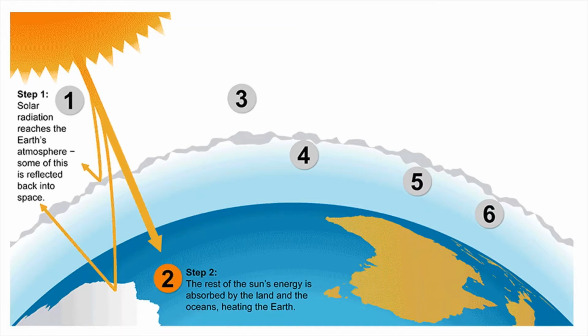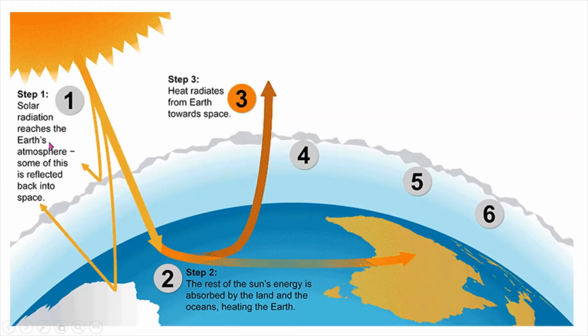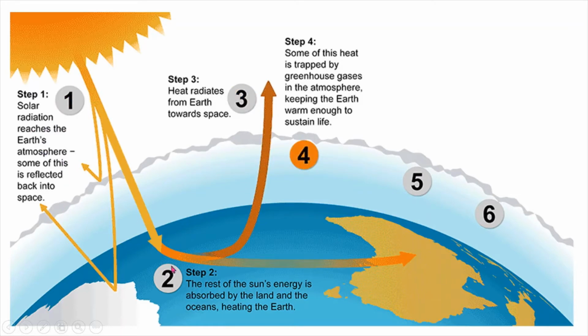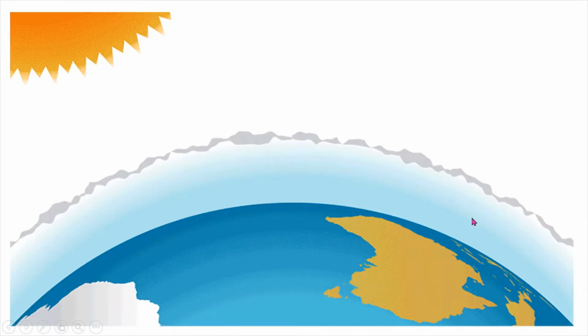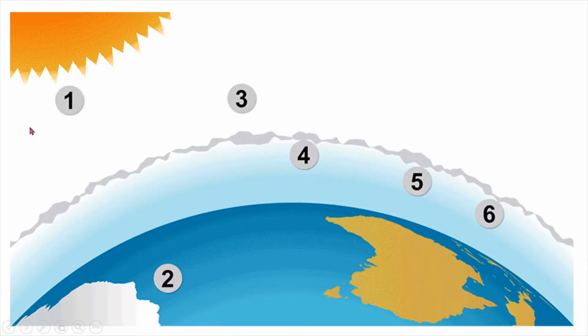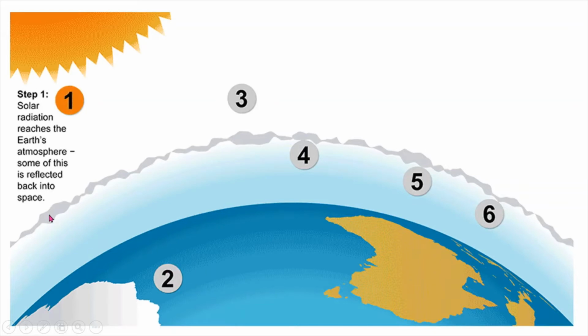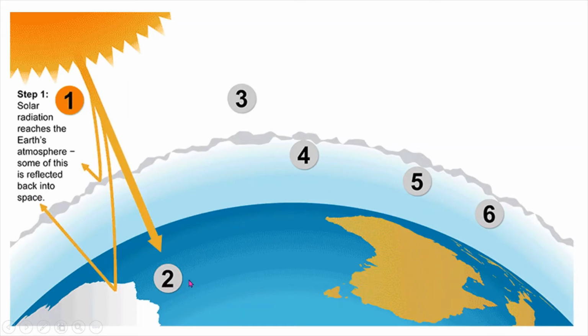Land and water contrast, we'll see. First, I will tell you this. Step 1, what is happening? The radiation reaching the Earth's atmosphere is reflected back by the atmospheric layers and does not reach the Earth's surface. We have seen these atmospheric layers here: exosphere, thermosphere, mesosphere, stratosphere, troposphere. So some of the rays are reflected back into space, and some are incident on the Earth's surface.